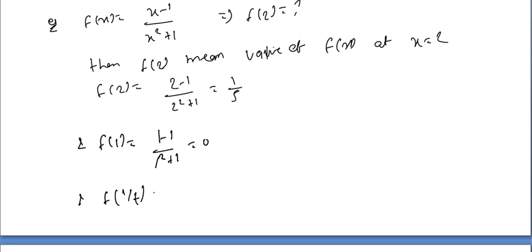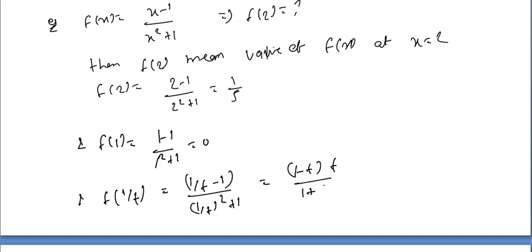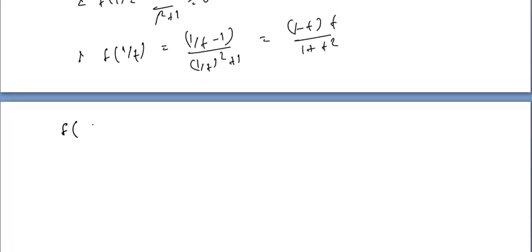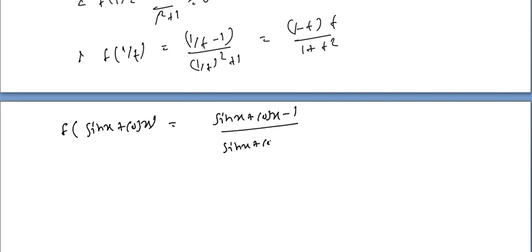Okay, and also if you have to find f of 1 by t, that is a new parameter, then it is nothing but just replace x by 1 by t, that is 1 by t minus 1 divided by 1 by t the whole square plus 1, which is equal to, just calculate it, 1 minus t into t divided by 1 plus t square. Similarly, suppose if you have to find f of sin x plus cos x, the meaning is the same, just replace x by sin x plus cos x. Sin x plus cos x minus 1 divided by sin x plus cos x the whole square plus 1.